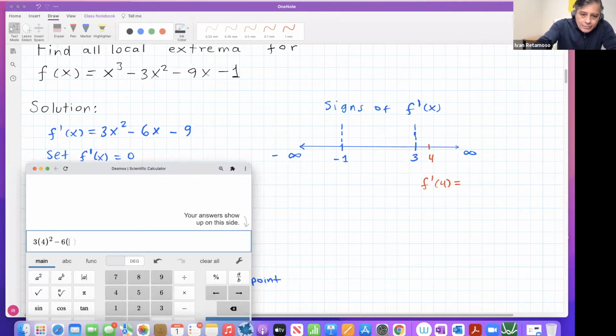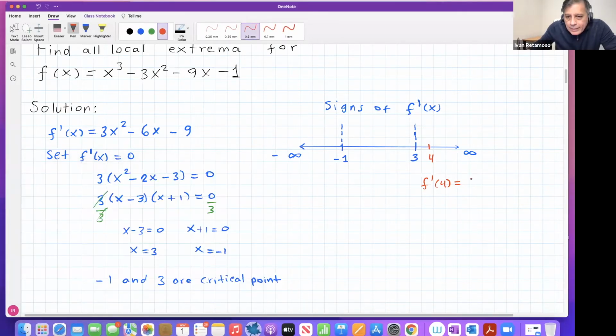-6 times 4 minus 9. I get 15. 15 is positive, right? 15 is a positive number. So let's write it out. 15 here, positive. Positive, greater than 0. So it turns out then all this region will have positive derivative. It's a property of this type of functions, okay?